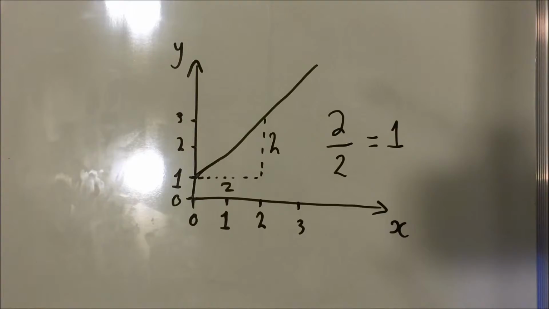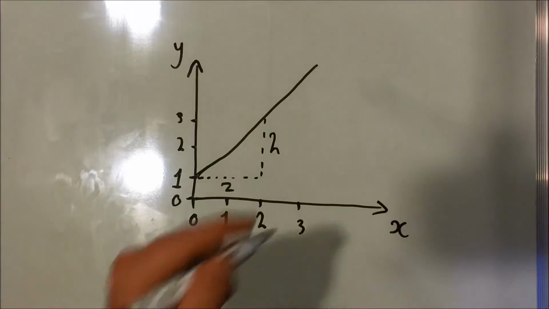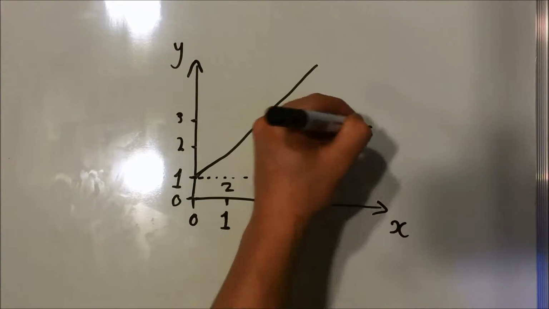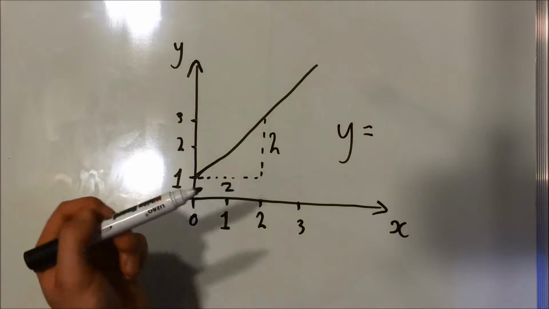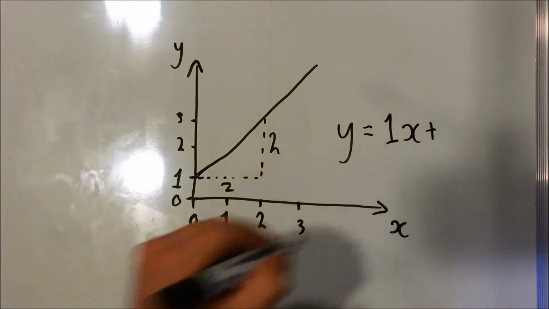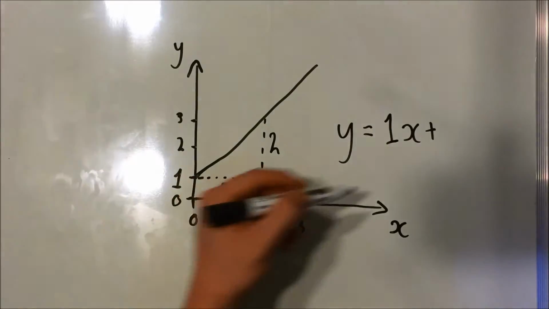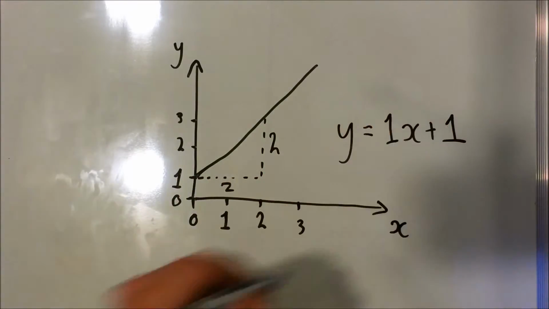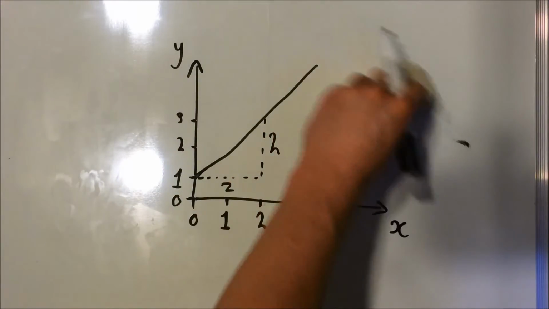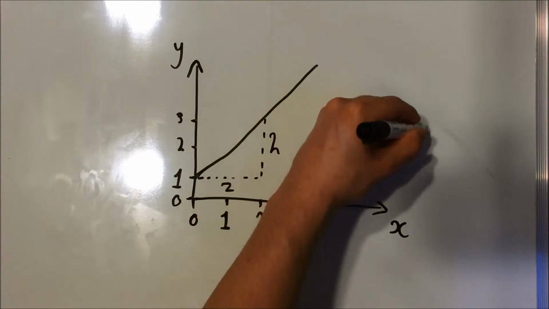So to write this graph in equation form, we would write y is equal to the gradient, which in this case was 1, x plus c, which is where it crosses the y-axis, which is 1. So the equation of this line would be y equals x plus 1.